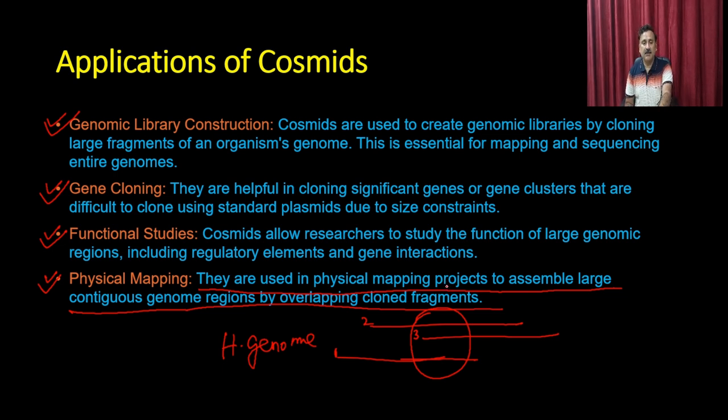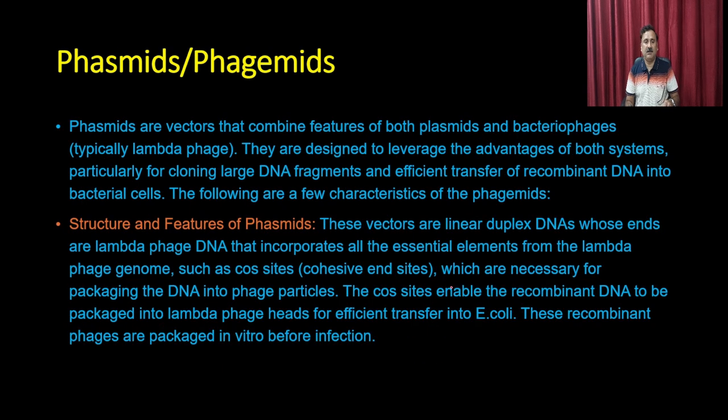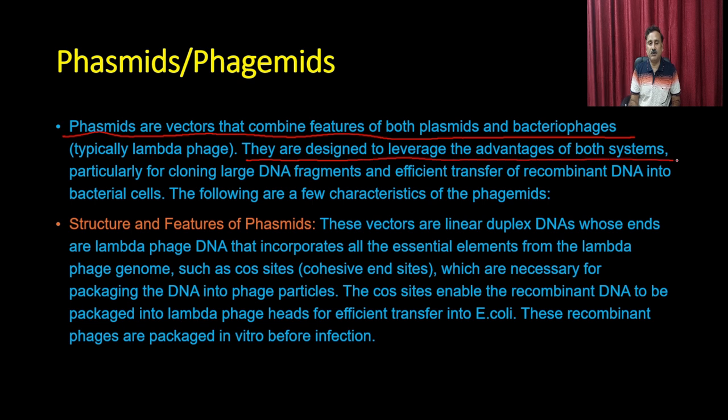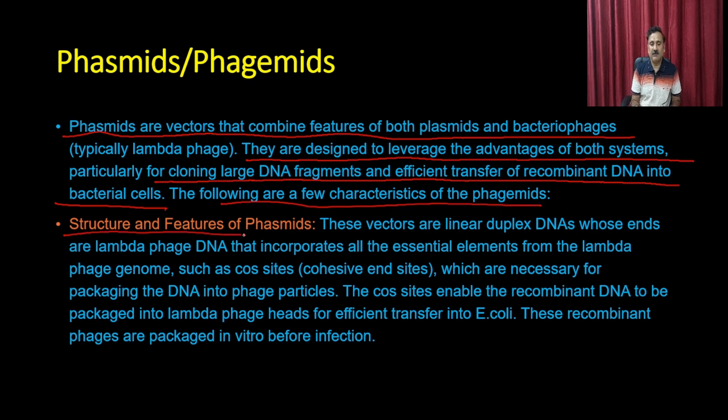Then the second vector is the phasmid. Phasmids are vectors that combine features of both plasmid and bacteriophage. They are designed to leverage the advantages of both systems, particularly for cloning large DNA fragments and efficient transfer of recombinant DNA into the bacterial cell. Following are the characteristics of the phasmids: structure and features of the phasmid.